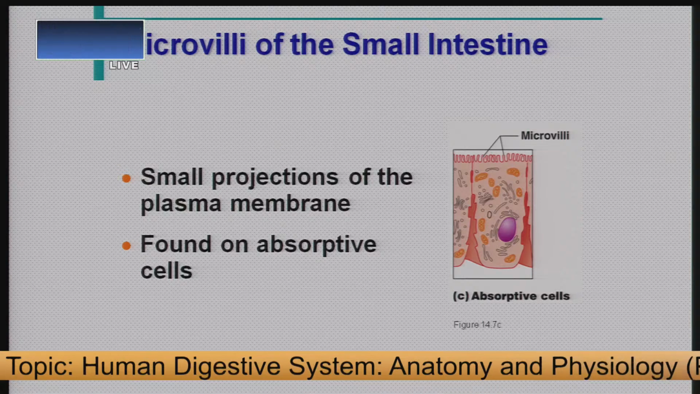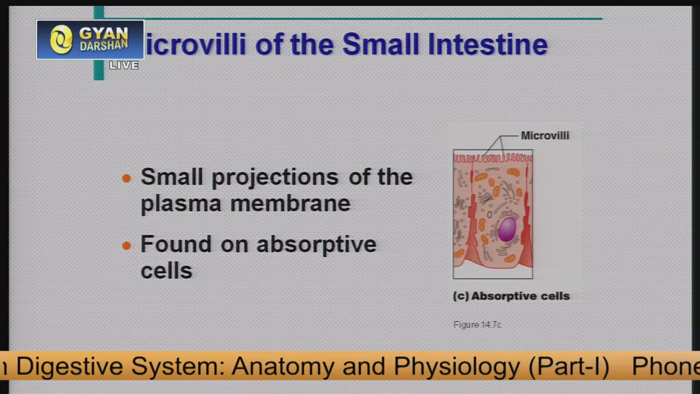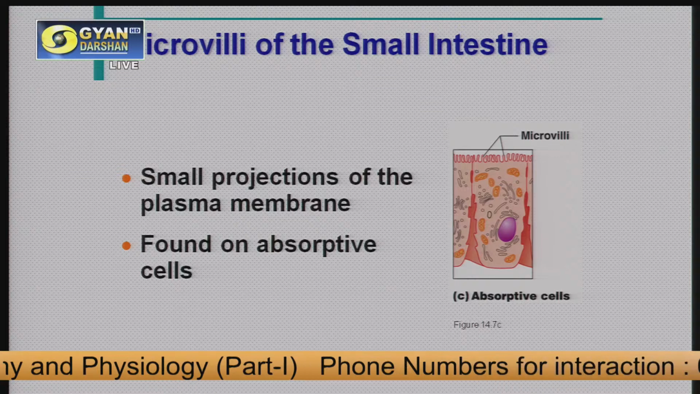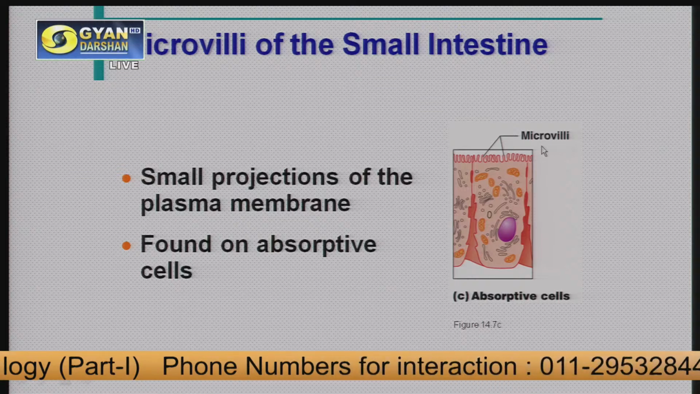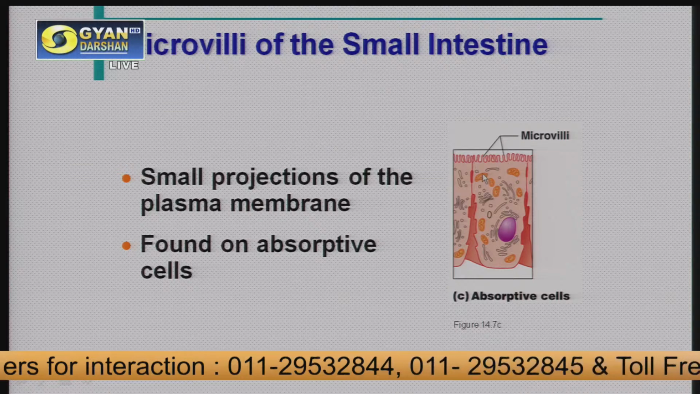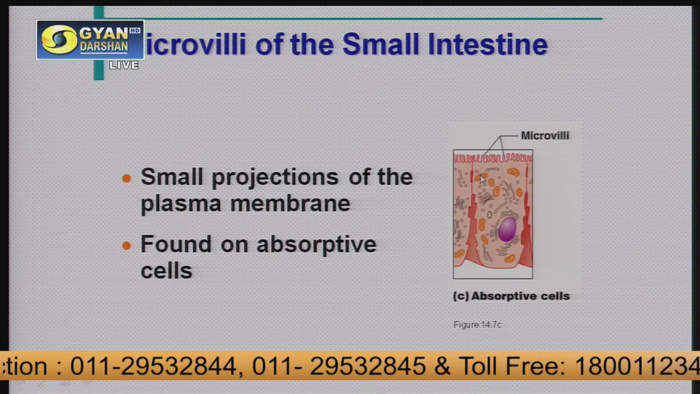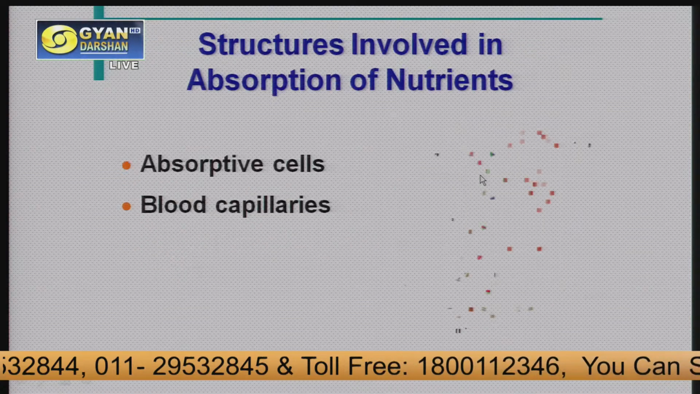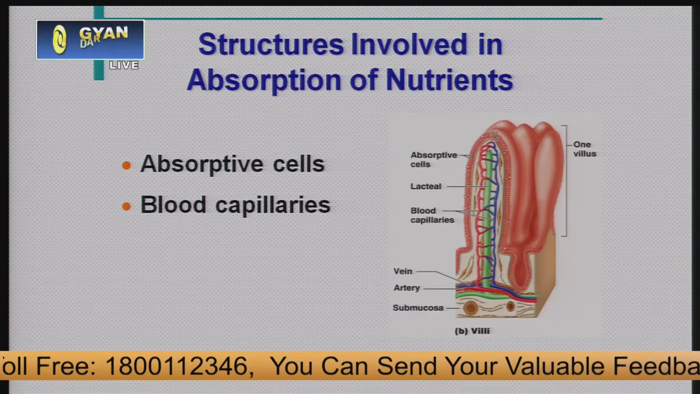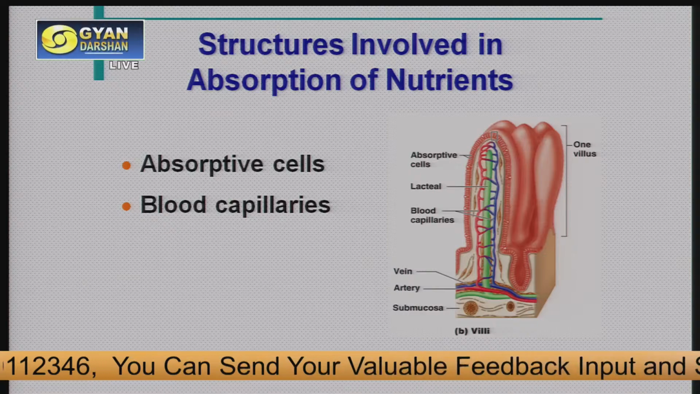Now we come to the microvilli. First, we have spoken about the different structures which are present here. Now the microvilli are also small projections of the plasma membrane, as you can see from this particular figure. And these are found on the absorptive cells. Now the structures which are involved in the absorption of nutrients.